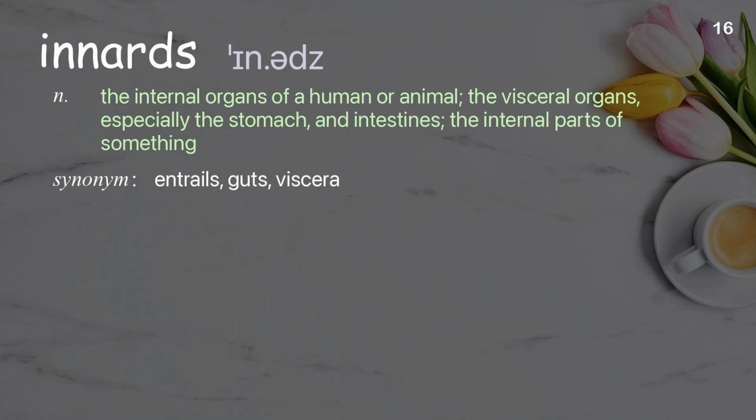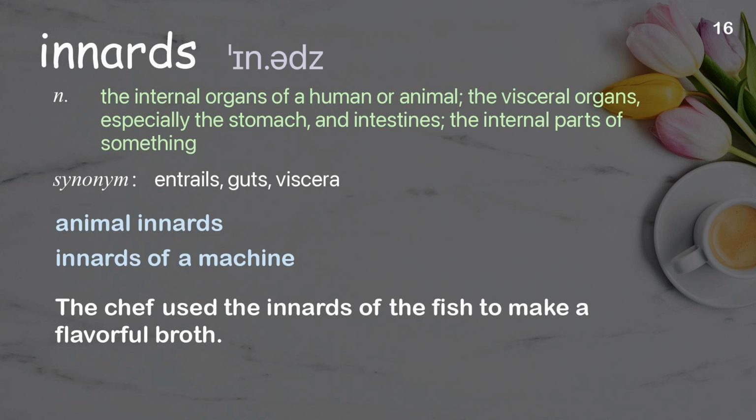Innards. The internal organs of a human or animal, the visceral organs, especially the stomach and intestines, the internal parts of something. Examples. Animal innards. Innards of a machine. The chef used the innards of the fish to make a flavorful broth.